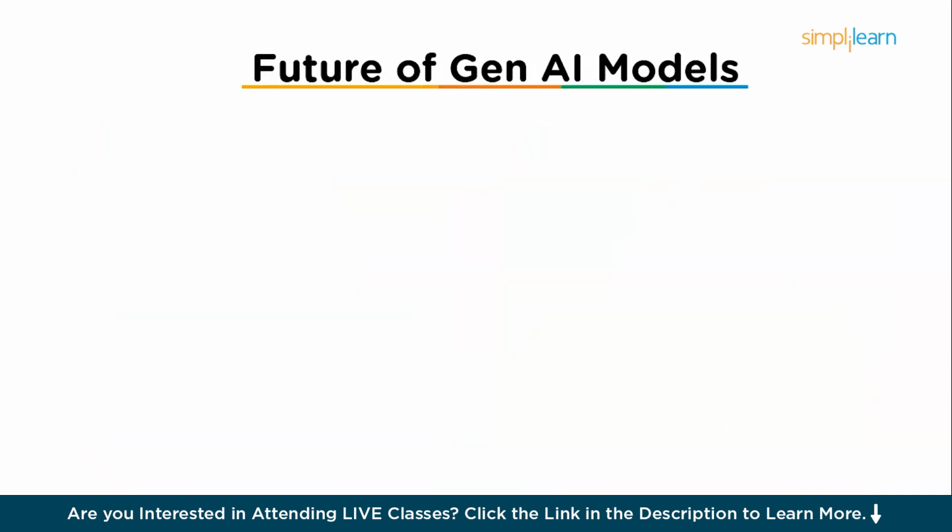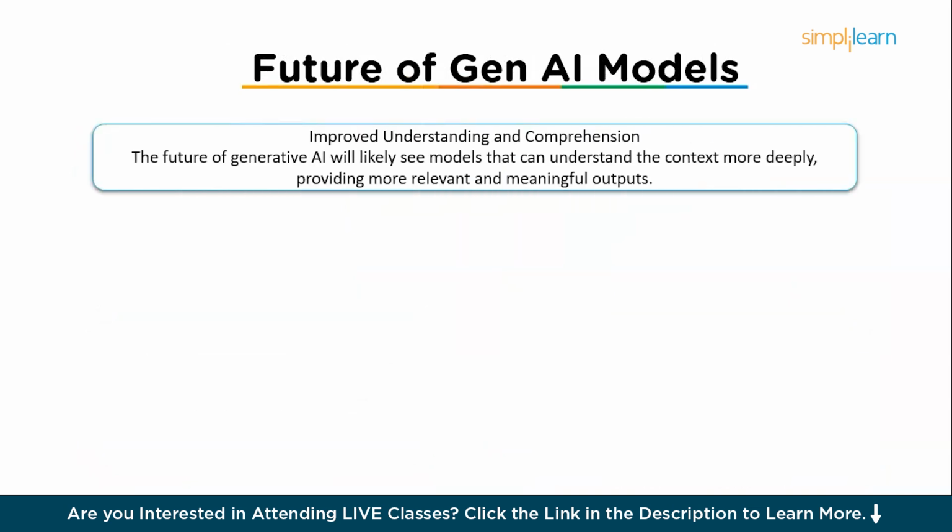The first one is improved understanding and comprehension. So the future of generative AI will likely see models that can understand the context more deeply, providing more relevant and meaningful outputs. So we might see AI models that can truly comprehend the meaning behind the responses, rather than just spitting out the data.